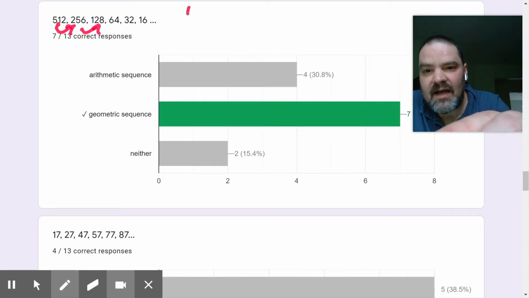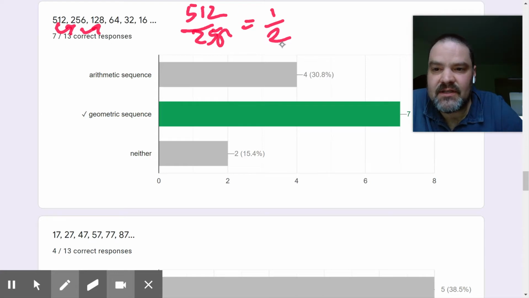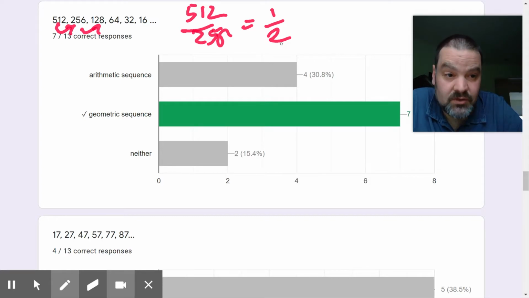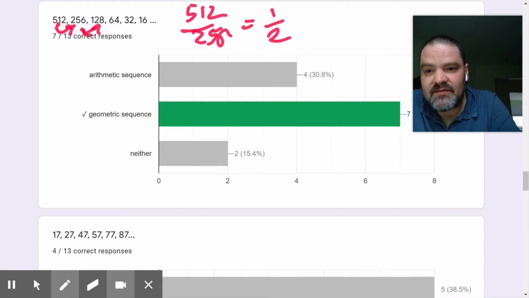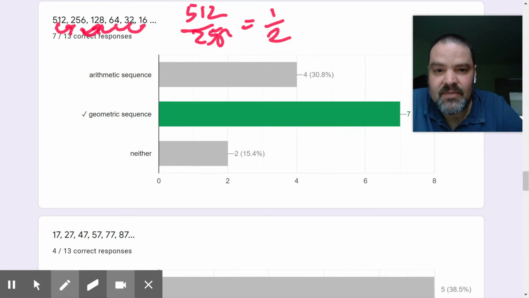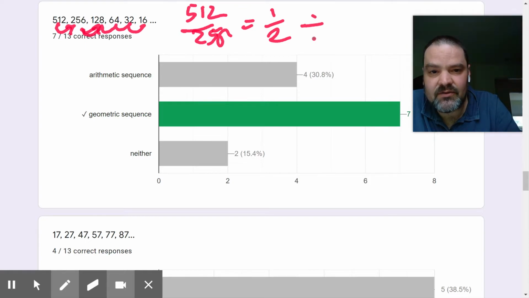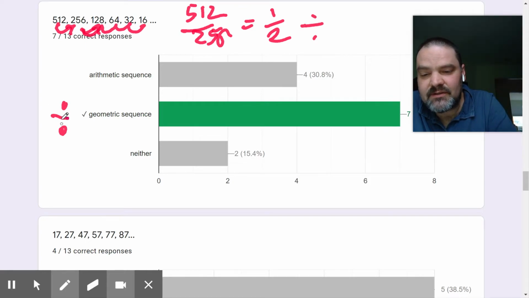So if I do 512 divided by 256, you can plug this into a calculator if you want to, but you'll see that this is just 1/2. In other words, the number is half the one before it. So effectively we're multiplying by 1/2, which is the same thing as dividing by 2. 512 divided by 2 is 256. 256 divided by 2 is 128. Divided by 2 is 64. Divided by 2 is 32. Divided by 2 is 16. Because that pattern holds, the division pattern holds, it's a geometric sequence.